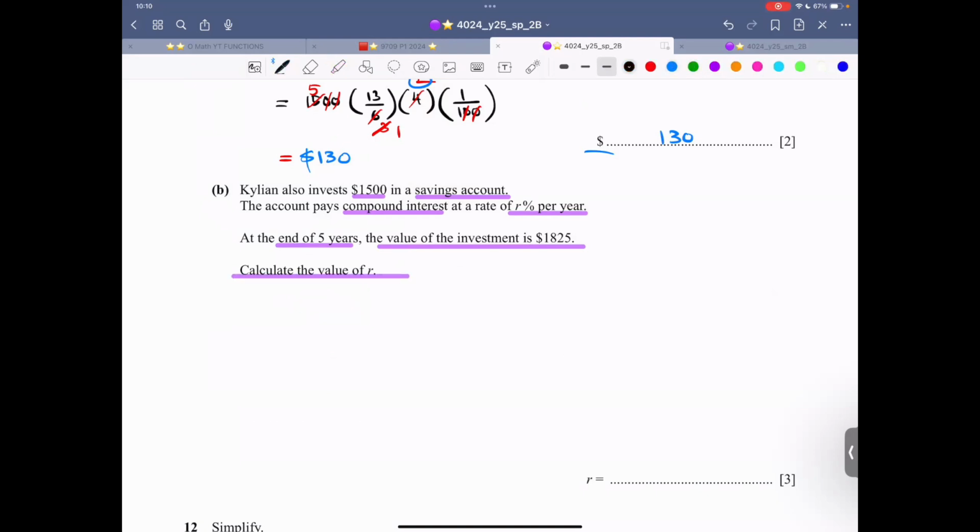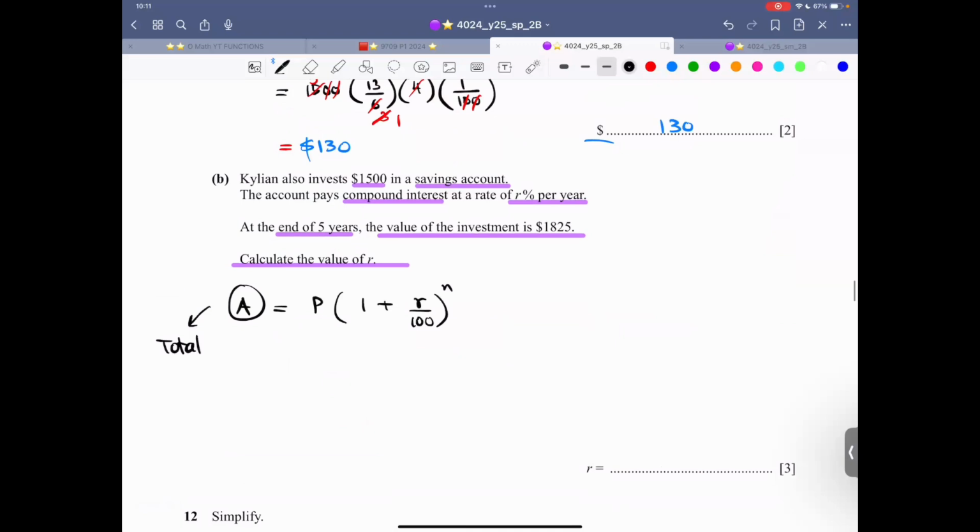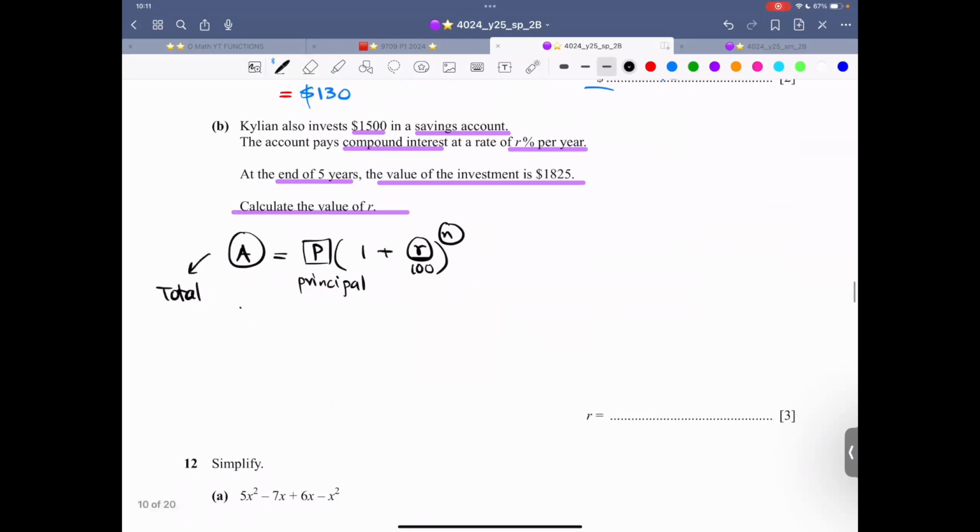So we have this formula. A is P bracket 1 plus R over 100 raised to power of N. Over here, this is the total investment. Over here, this is only interest. Over here, this is the total. This is the principal value. And this is the rate, and this is the number of years. So this is 1825. This is 1500. This is 1 plus R over 100 raised to power of 5.